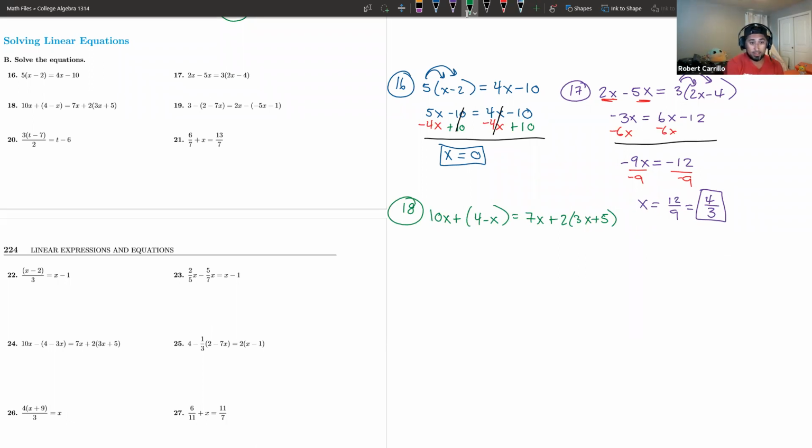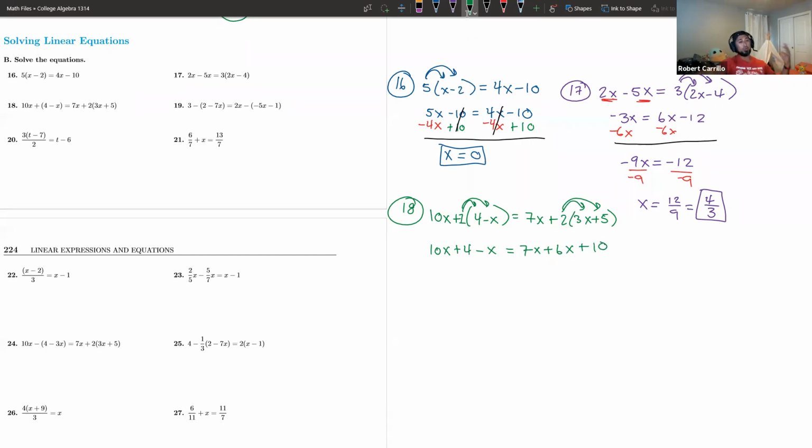So on the left side, since you don't see a number outside the parentheses, it's assumed to be 1. So all you have to do is distribute that 1 into the parentheses, and you're going to get the same exact thing. We'll get 10x plus 4 minus x on the left side. Then on the right side, we're going to have to distribute this 2 into those parentheses. So you end up with 7x plus 6x plus 10.